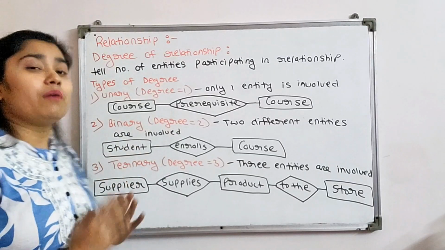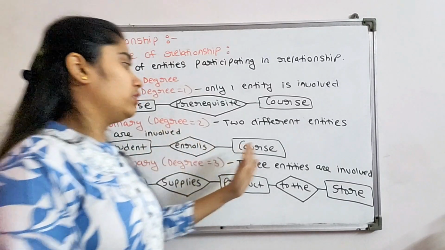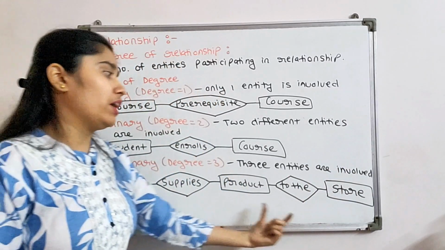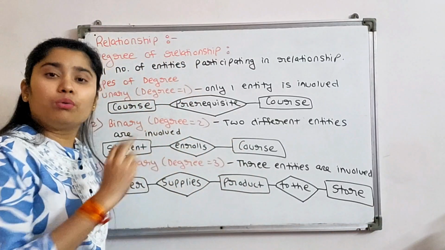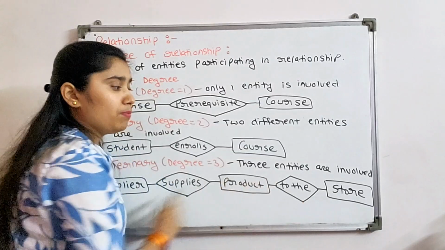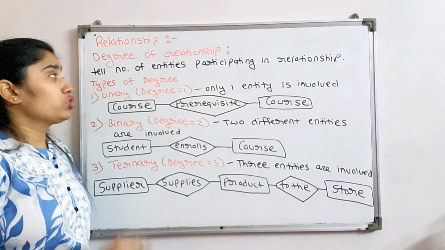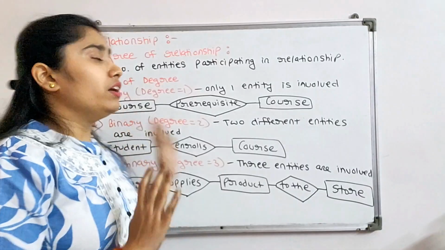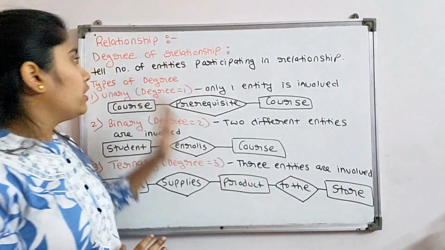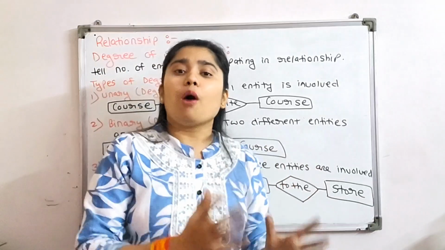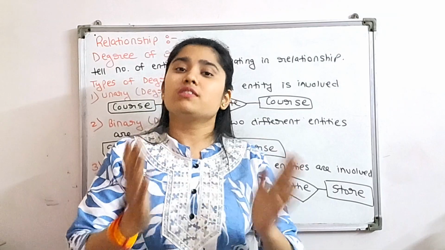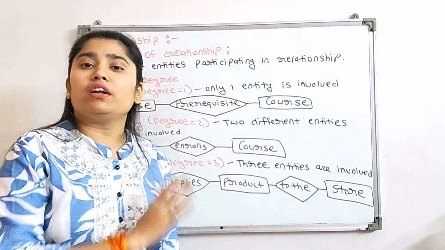Now third is the ternary relationship, where the degree is equal to 3, where three entities are involved in the relationship. For example, the supplier supplies product to the store. Here there are three entities: supplier, product and store. And these are the relationship between these three entities. So this is the degree of relationship. See, the degree of relationship and the types of relationships are different concepts. The degree of relationship tells us how many entities are involved, and the type of relationship tells us how many instances are related. I hope you are clear with the degree of relationship also.